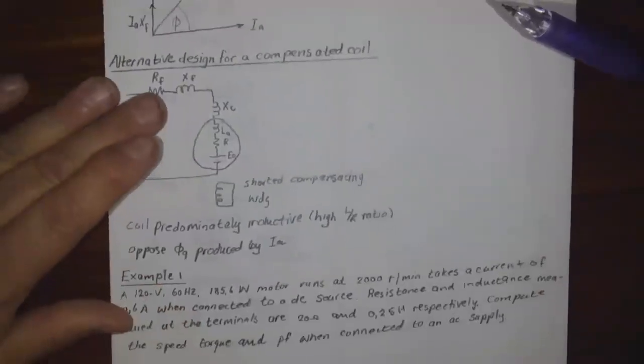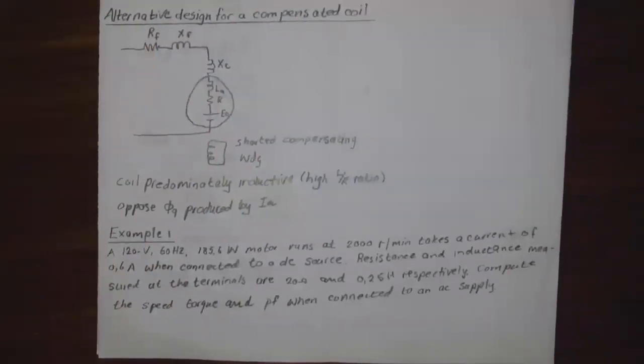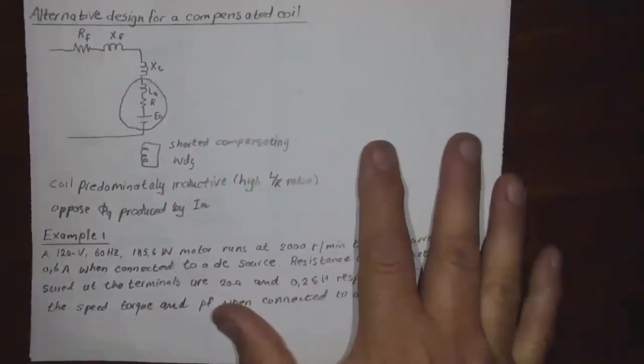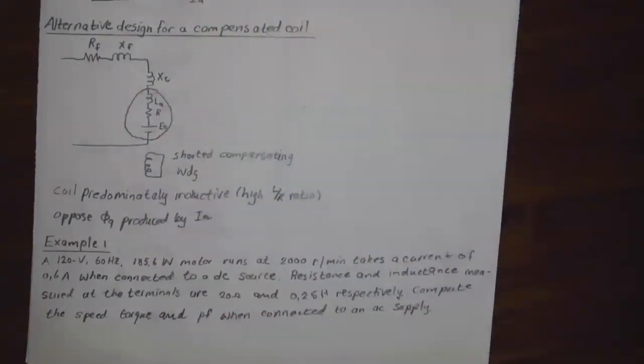All right, let's look at an example. A 120 volt, 60 hertz, 185.6 watt motor runs at 2000 revs per minute, takes a current of 0.6 amps when connected to DC source. The resistance and the inductance measured at the terminals are 20 ohm and 0.25 Henry respectively. Compute the speed, torque, and power factor when it is connected to an AC supply.